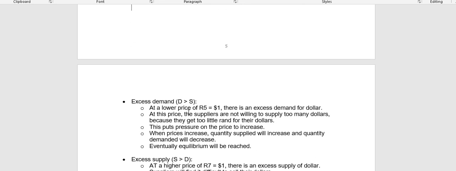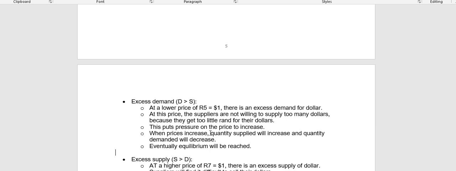And then this is that last little bit that I explained about the excess demand. If the demand is bigger than the supply at the lower prices, there's an excess demand. So suppliers are not willing to supply too many dollars. Your quantity supplied has decreased because it's not worth it for them. They're not getting a lot of Rand for their dollars, and that is going to put pressure on prices to increase. And when prices do go back up to equilibrium, quantity supplied will increase again and quantity demanded will decrease until equilibrium is reached again.